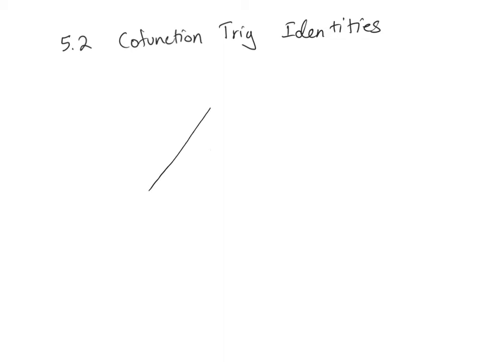Today on lesson 5.2, we are talking about co-function trig identities. Co-function trig identities are when, imagine if you had a triangle, and it's a right triangle, and we have theta.